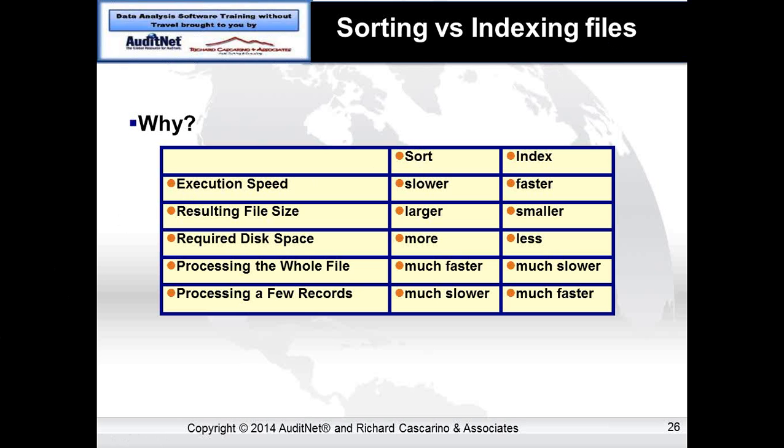So why don't we just do indexes all the time? Well, if we sort, we get a bigger file compared to a small index. A sort uses more disk space. Index uses less. A sort will create another file the same size as the one that we're sorting, but it also creates a whole pile of temporary files, and those can be enormous as it's sorting.